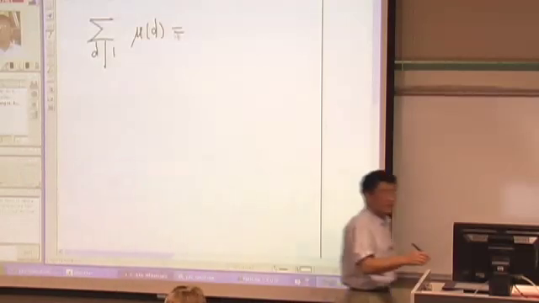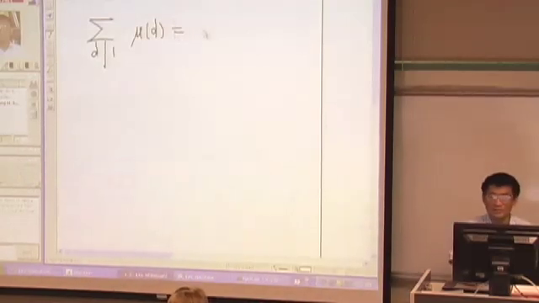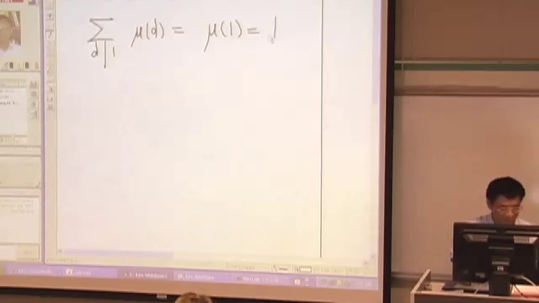Then by definition, one number divides 1. What integer? One positive number divides 1. It is only 1, right? So mu of 1. What is mu of 1 by definition? 1. So this is it.